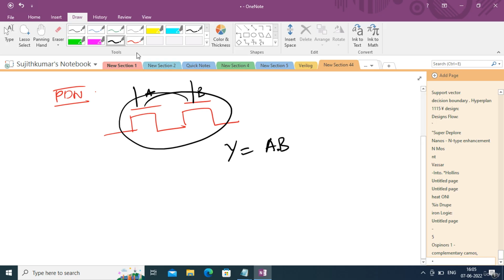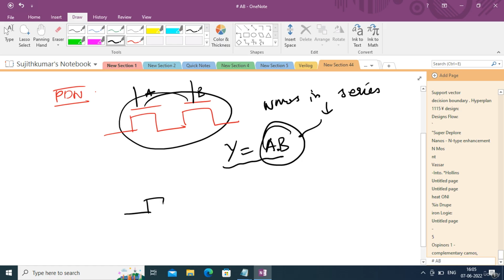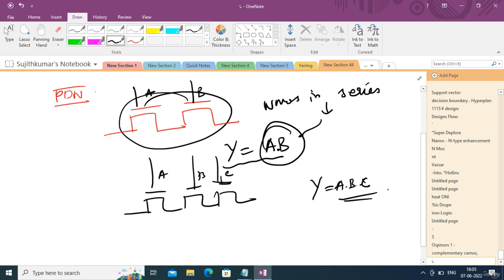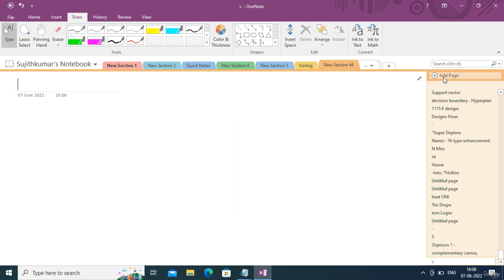A and B. That means whenever you connect NMOS in series, this is nothing but the AND operation. See, whenever you connect NMOS in series, it corresponds to the AND operation. For example, if I have 3 NMOS in series, and let me make the control signals A, B, C, then the output is going to be A and B and C. So when you want to implement the AND operation, you have to put the NMOS in series, which will typically look like this.